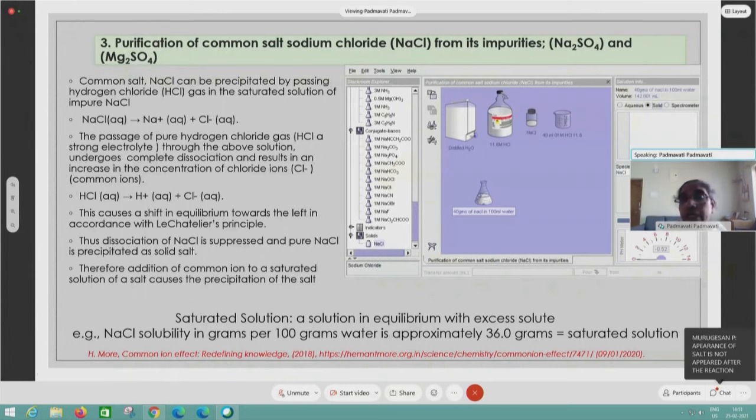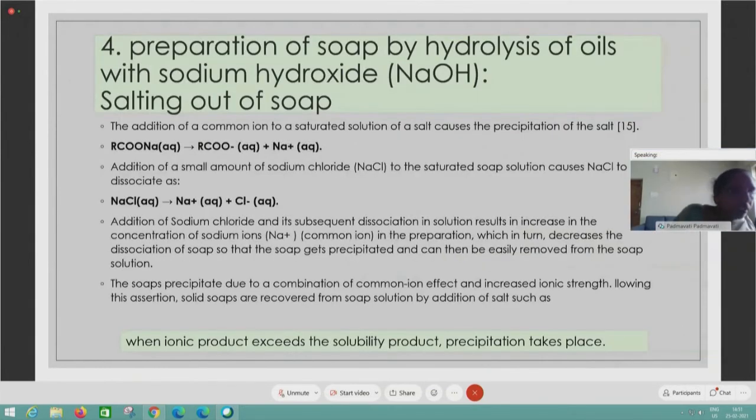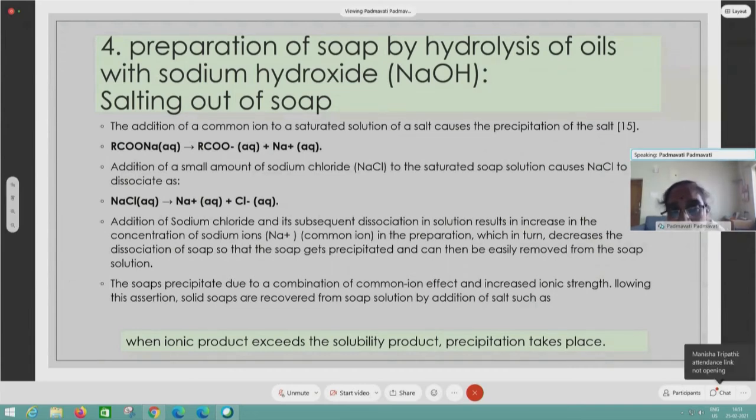You can think of potassium chloride and all other salts that are generally available, and they can be purified using this concept of common ion effect. So actually, we can also think of this common ion effect in the preparation of soap by hydrolysis of oils. So we know that soaps are sodium salts of fatty acids, right? So you have this RCOONa, and in our daily life also we can see the precipitation of soap in hard water. So when we use hard water, because of common ion effect only, it just precipitates and goes away.